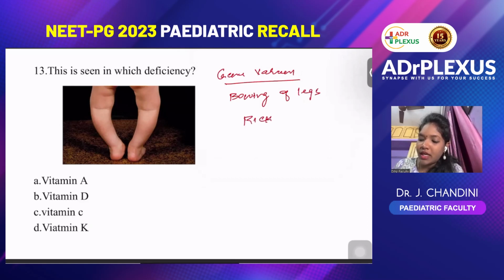Where do you see bowing of legs? It is seen in rickets. Rickets is due to what? Vitamin D deficiency. So the answer is vitamin D deficiency. Bowing of legs seen in rickets.